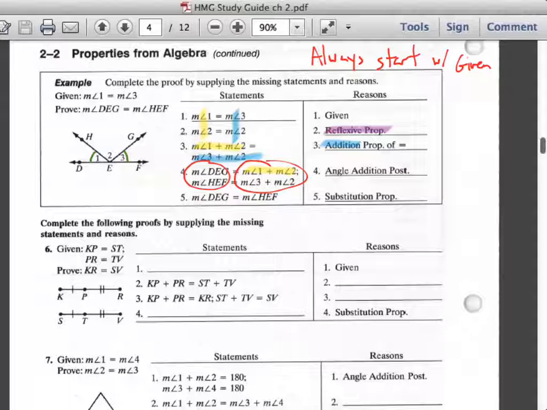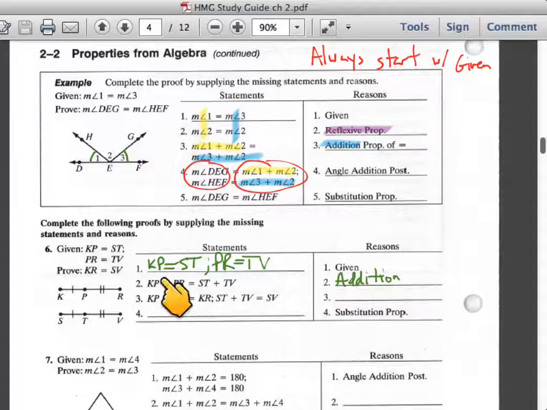I'm going to walk you through one more here. Start with the given. If KP is equal to ST, those lengths are the same, and then PR is equal to TV, and we mark that in the diagram. That is the given. We're trying to prove that KR is congruent or equal to SV. So how can we say this here in line 2? Well, KP is equal to ST and PR is equal to TV, so KP plus PR equals ST plus TV. That should look familiar by now. That is the addition reason.